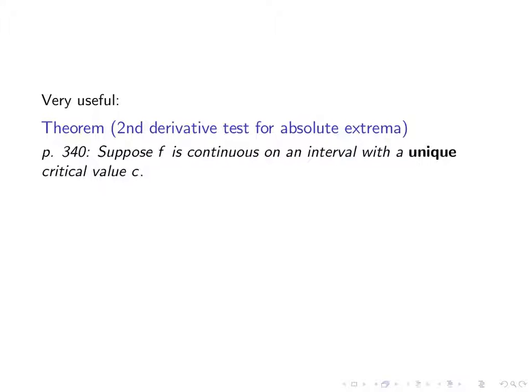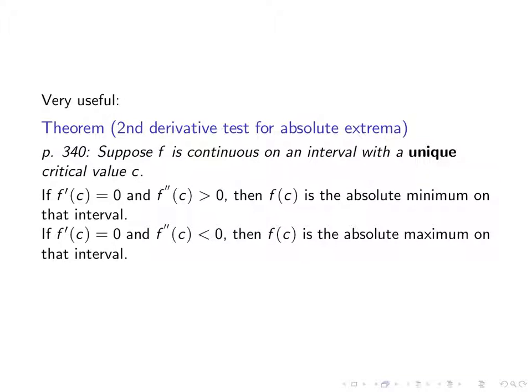Next, we have a very useful theorem called the second derivative test for absolute extrema. Suppose you have a continuous function on an interval, an open or closed interval, with a unique critical value. That's a value in the domain inside of this interval where the first derivative is either 0 or undefined. In two cases now, if f prime of c is equal to 0 and f double prime is positive, then f of c is the absolute minimum on the interval.